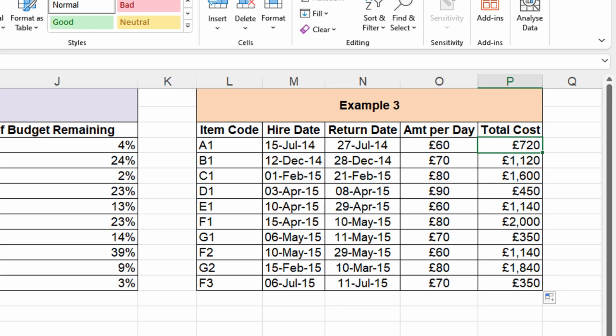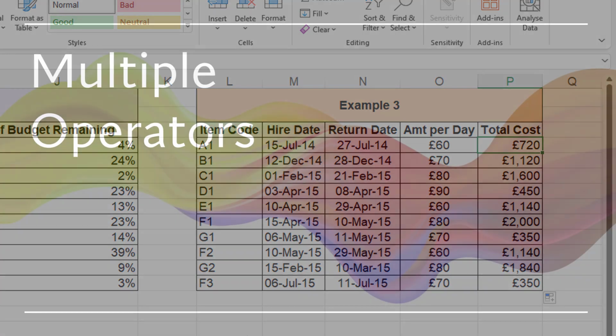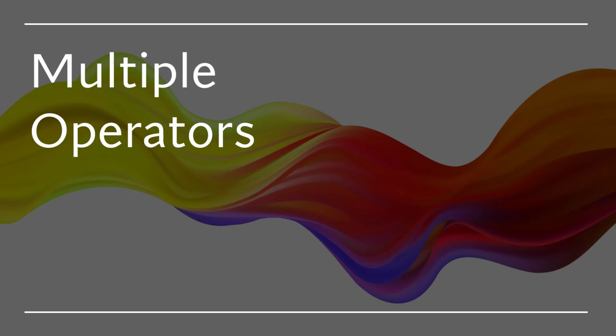I would encourage you now to go to the multiple operators worksheet and have a go at those examples. So that's the end of the multiple operators video. I think it's very important that you go ahead and try those various exercises in the worksheets. It's the best way to learn.